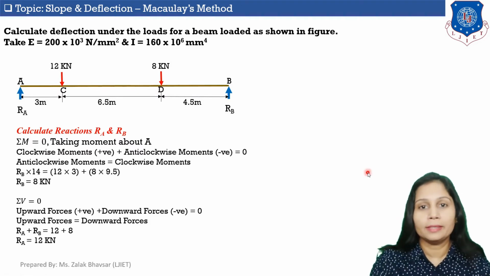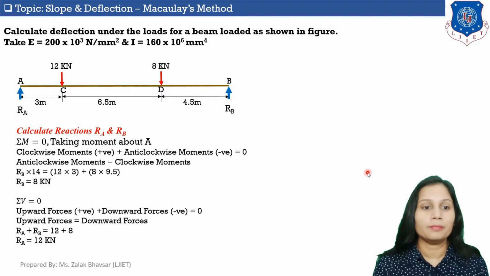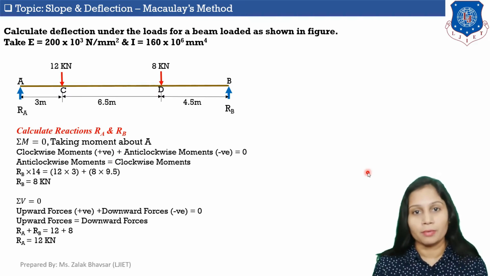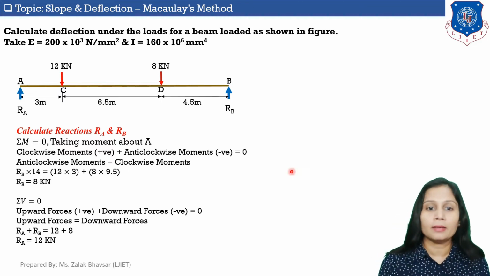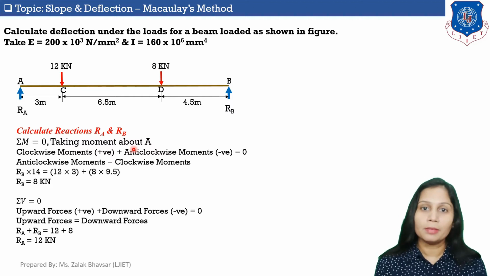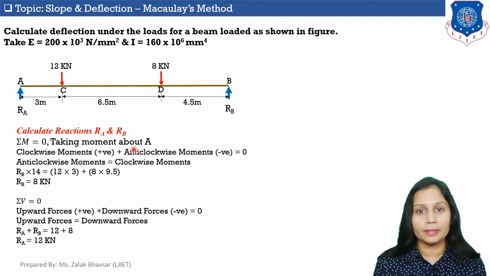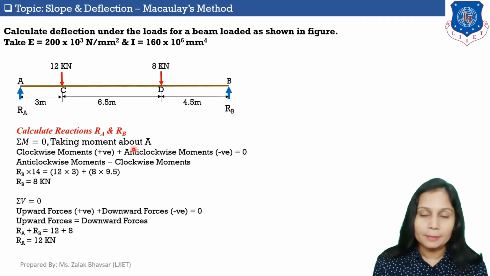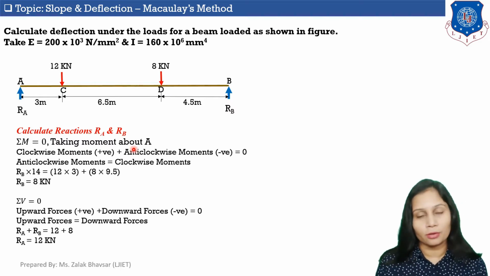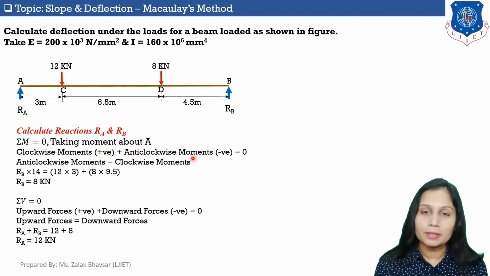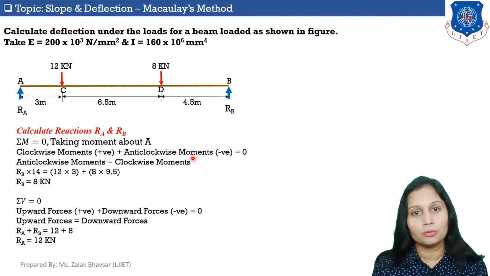Now for calculating reactions Ra and Rb, we will apply the condition of equilibrium, sigma M is equal to 0. And we are taking moment about point A. It means summation of moments about point A is equal to 0. Now, moments are of two types, clockwise moment and anti-clockwise moment. So, we can say that clockwise moment plus anti-clockwise moment is equal to 0.